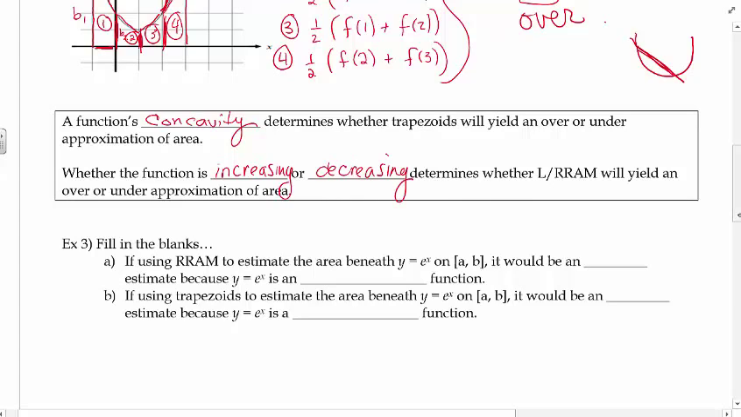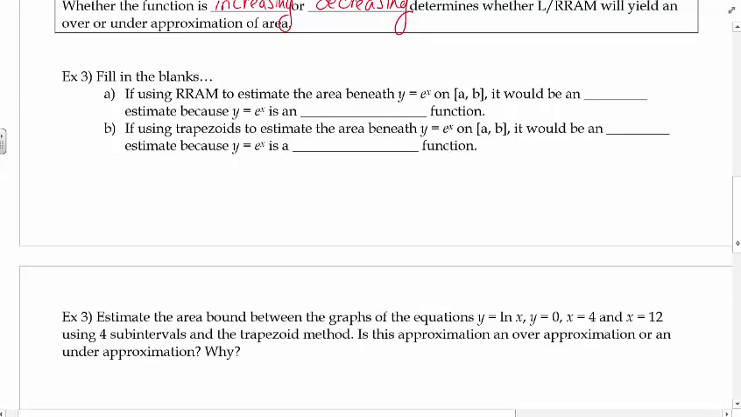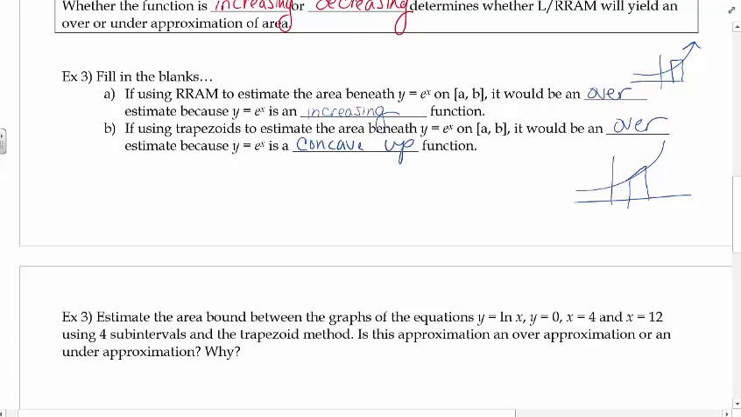Okay. So if we came down here and filled in these blanks, if using R RAM to estimate the area beneath y equals e to the x on an interval from A to B, it would be an overestimate, because if I drew in a right-handed rectangle, it goes over the top because e to the x is an increasing function. If I use trapezoids on e to the x and I drew in 2 lines and then connected them, that is also going to be an over approximation because e to the x is a concave up function.